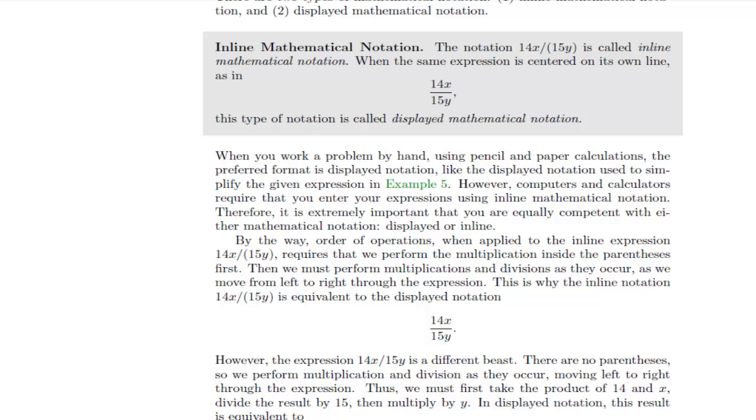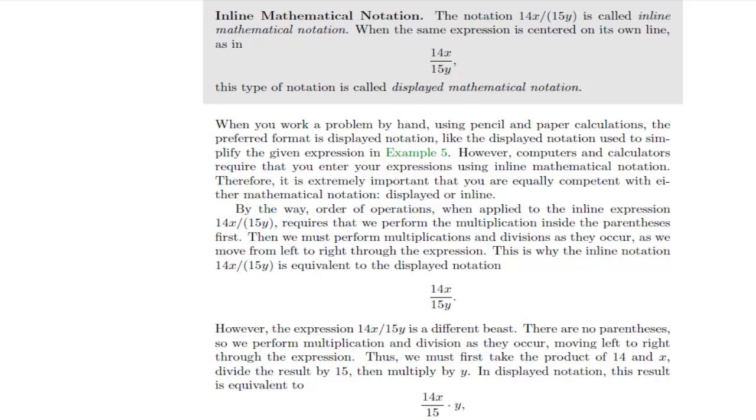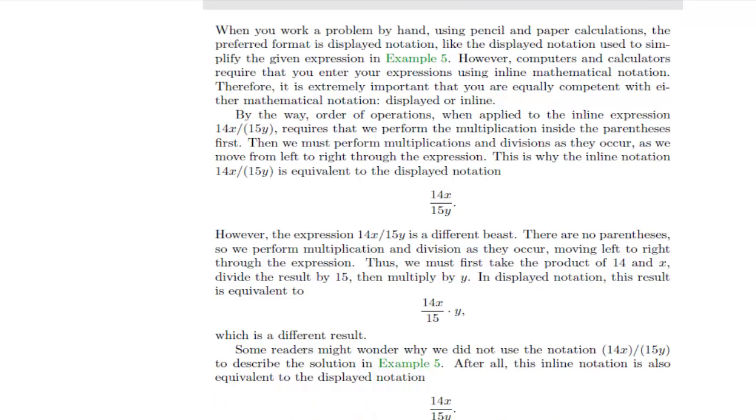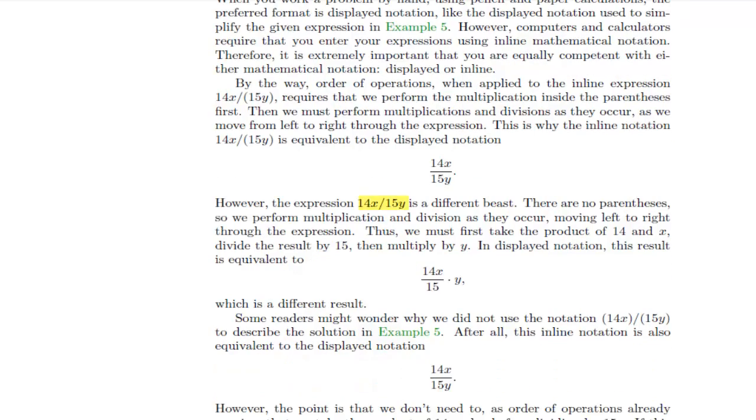By the way, order of operations, when applied to the inline expression, requires that we perform multiplication inside the parentheses first. Then we must perform multiplication and divisions as they occur, as we move from left to right through the expression. This is why the inline notation is equivalent to the displayed notation. However, the other expression is a different beast. There are no parentheses, so we perform multiplication and division as they occur, moving left to right through the expression. Thus, we must first take the product of 14 and x, divide the result by 15, then multiply by y. In displayed notation, this result is equivalent to something different, which is a different result.